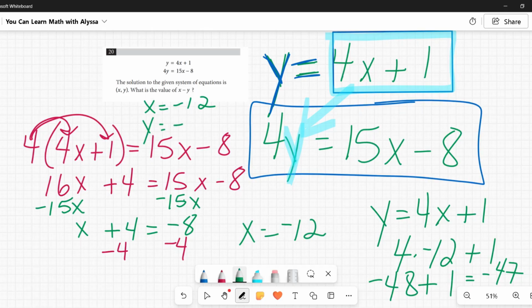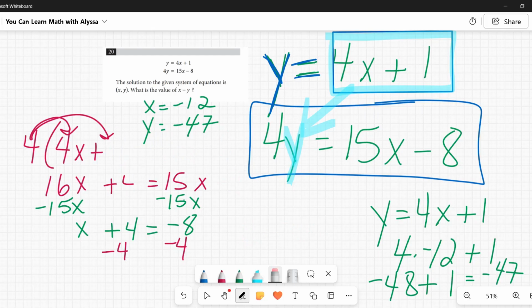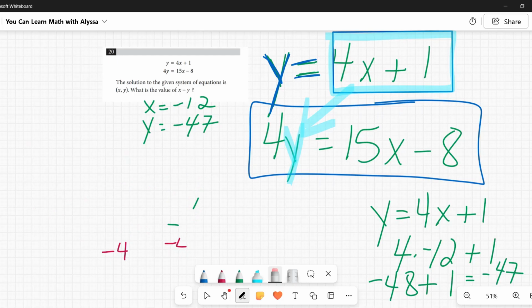So y equals negative, and I can't quite write. My stylus isn't going there. Y equals negative 47. Now I'm going to erase some of this to kind of clear the board here and make this a little easier to see. X equals 12, y equals negative 47. And I would have gotten this again if I had done the graphing.